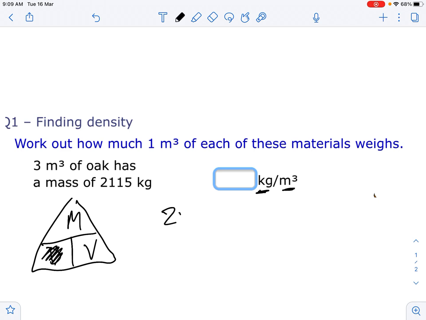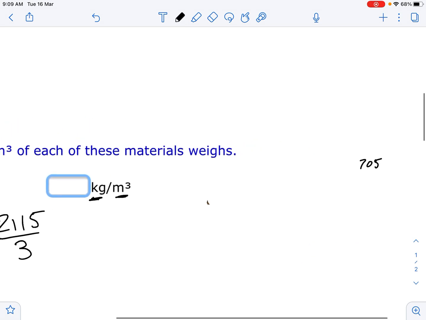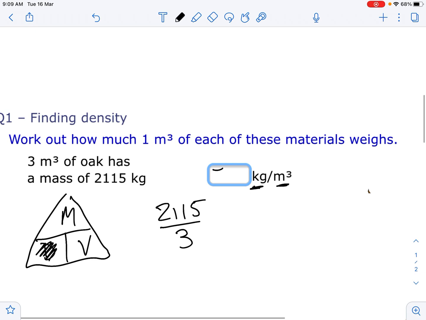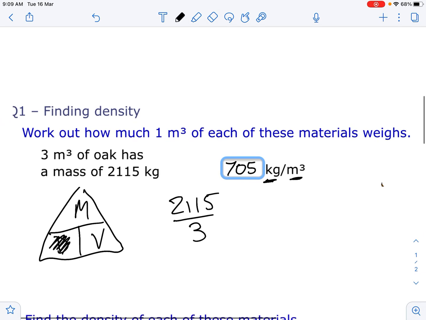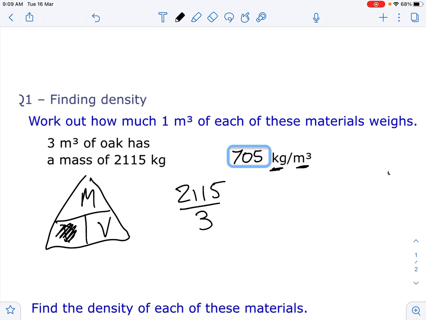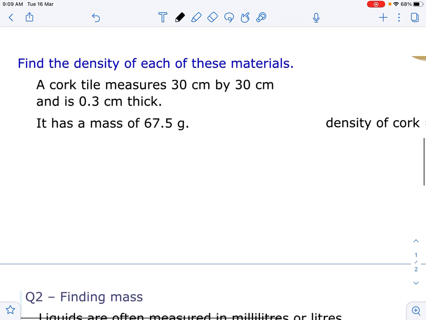So the mass is 2115 kilograms and the volume is 3. And we just do 2115 divided by 3, and I think that is 705. So there's my answer there. Simple as that. We might have to do a little bit more work, so let's have a look at this next question.